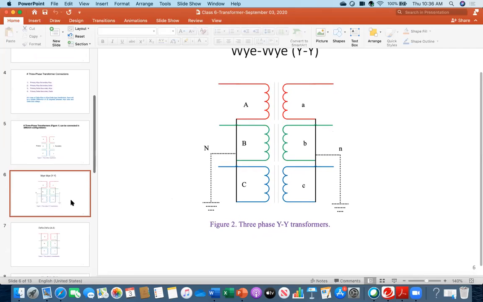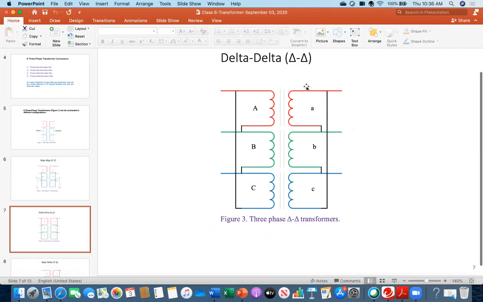Now, how will you make the delta? Look at this one. You have to make this connection. This means there will be a common point between 2 phases. There is a common point between 2 phases. So how to do that? You see, this is the first terminal, this is the second terminal for this coil. So the second terminal is connected with the first terminal of this coil. Again, its second terminal is connected with the first terminal of this one. And then this C is connected with A. And then these are the 3 terminals. So then you make that delta connection.